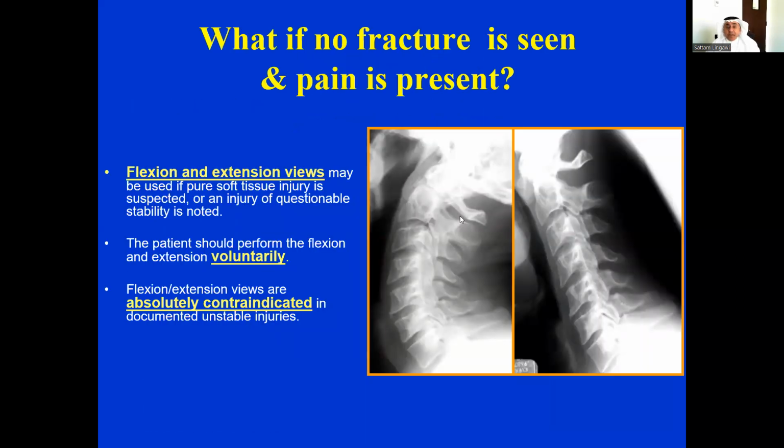Now, what if no fractures could be identified, however, the patient persists complaining of pain? Well, this may indicate pure soft tissue injury, and this can be verified with extension and flexion views. Again, flexion extension views or any other neck movement, even rotational movement, should be done by the patient himself or herself actively, voluntarily, and should not be performed or forced by the treating physician or the technologist on the patient.